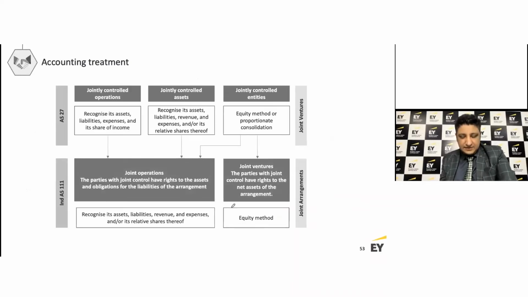Okay, and this is one area that we should be very comfortable with at this point in time. The moment I say joint operations, the parties with joint control have rights to the assets and obligations for the liabilities for the arrangement. Okay, so accordingly, you recognize your share of assets, liabilities, and whatever is the agreed proportion of revenue and expenses. Okay, that's how you determine.